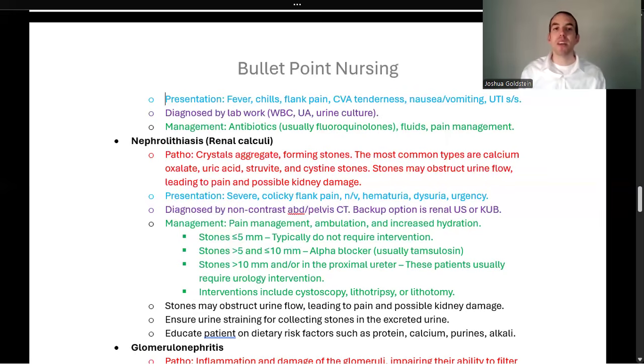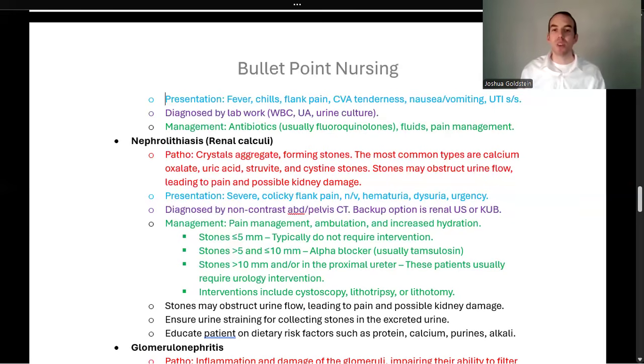You will see plenty of providers that even once it gets above 5 or 6, they're already sending them to urology. The interventions that urology might do is cystoscopy. Cystoscopy is where we put a special tube up the urethra, and we can use this for diagnosis purposes. We can use it to help these stones pass. We use it for a few different things. Next, we have lithotripsy.